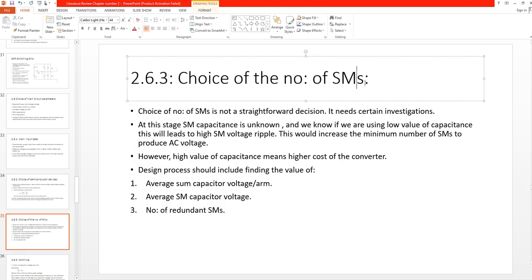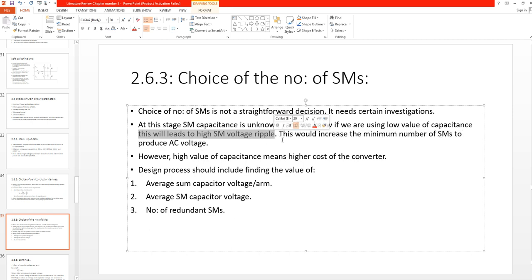Choice of the number of submodules. This is also the main part of the MMC designing. Now, choice of the number of submodules is not a straightforward decision. It needs certain investigation, such as at this stage we don't know what the submodule capacitance is, right? And we know if the capacitance is very low, it will definitely lead to high voltage ripple, and this would increase the minimum number of submodules to produce the AC voltage.